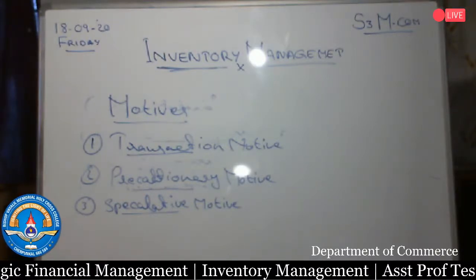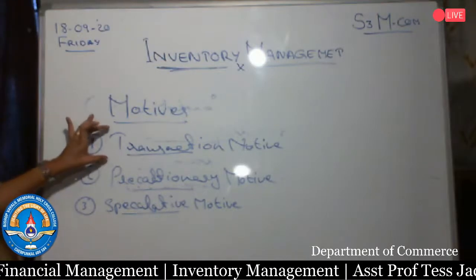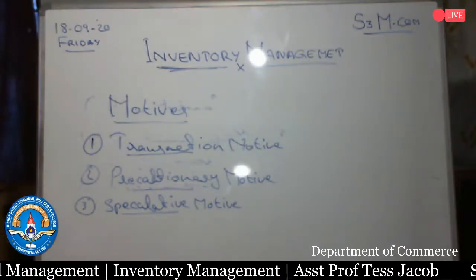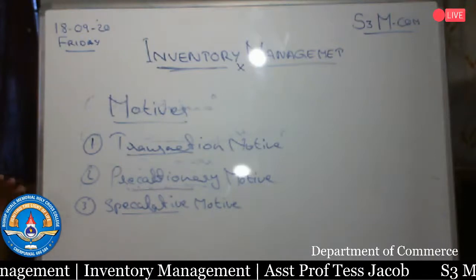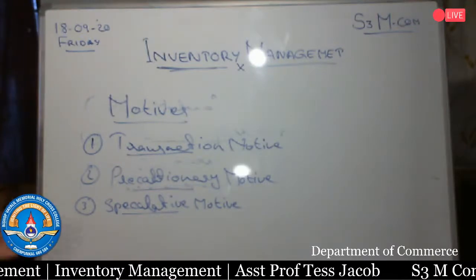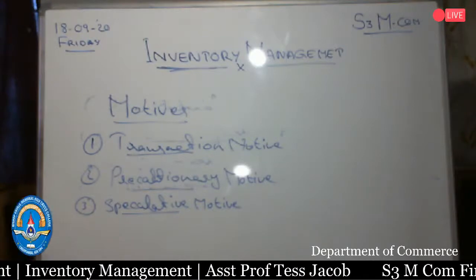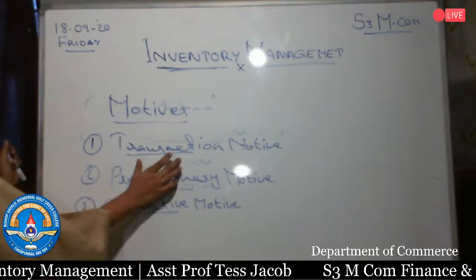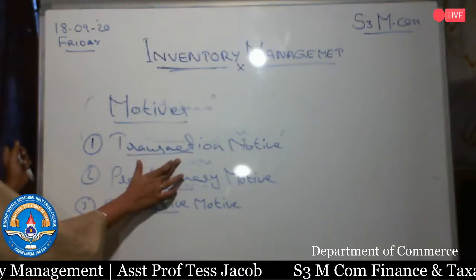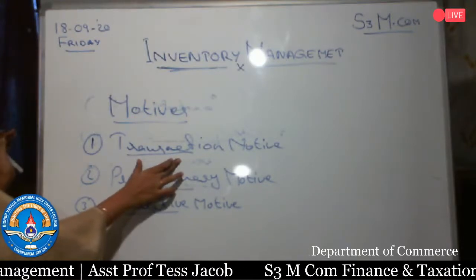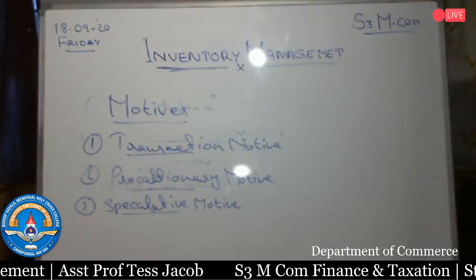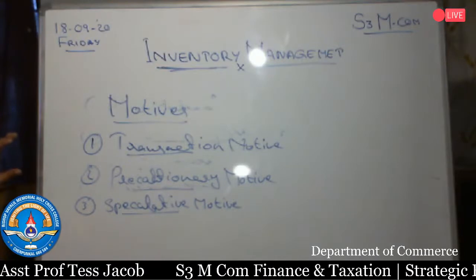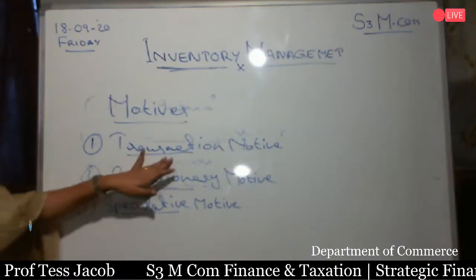The basic purpose of holding inventory in the organization is to carry out the production and selling process in an uninterrupted way. For a regular flow of production and selling, the organization should maintain a minimum level of inventory for the uninterrupted supply of production or selling. That is transaction motive. So every organization should maintain a minimum level of inventory for uninterrupted transactions.